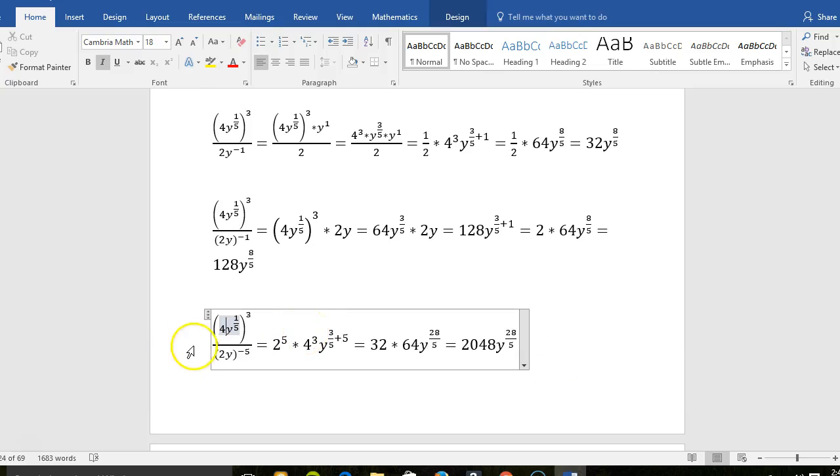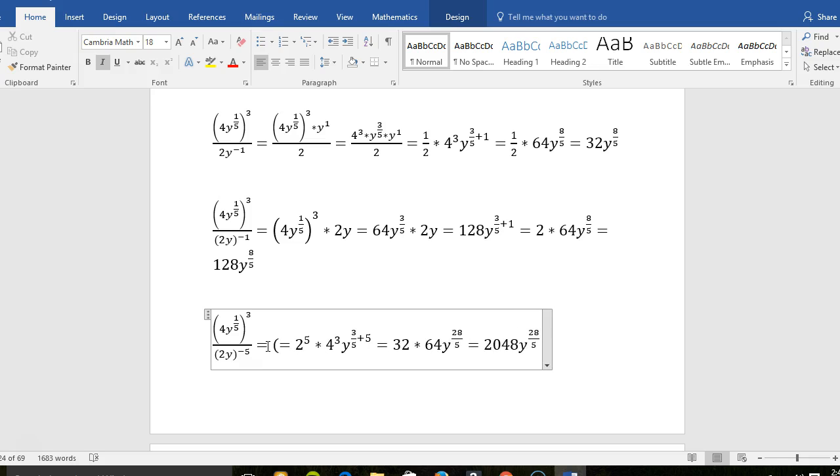Hello again. Let's pick back up and look at this example. Again, we have the 4y to the 1/5, parentheses cubed, and on the bottom, we're raising the whole thing, 2y, the whole entity, to the -5 power. Now, I skipped a few steps. Let me unskip them. Let me fill them in.